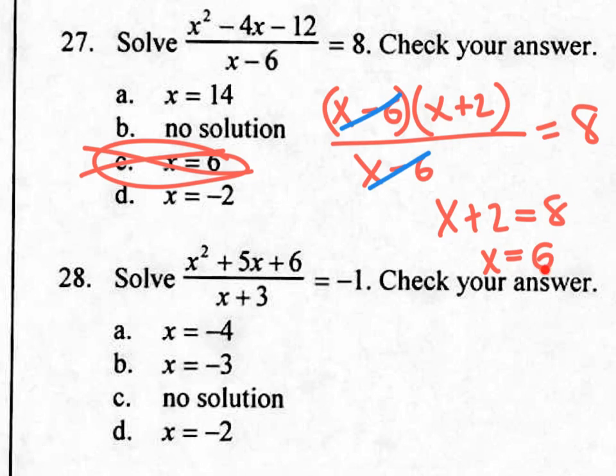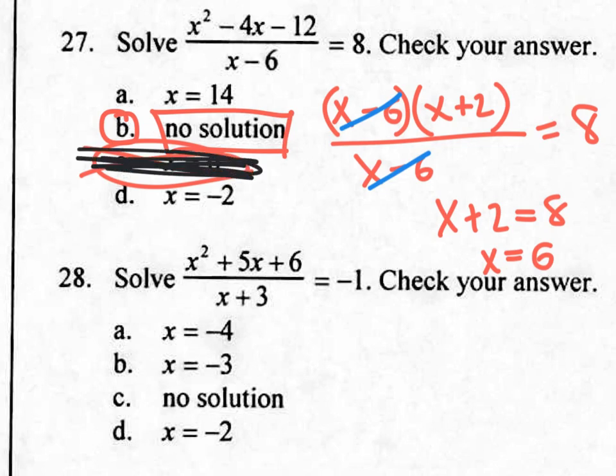But remember, you need to take a moment and check. If you plug in 6 into your x's, it doesn't matter what you get on top because on the bottom, you're going to have 6 take away 6, which makes it undefined, which means that 6 is an extraneous solution. So what's our real answer here? B, no solution. That's the real answer. So it's definitely not C. Scratch that out. The correct answer is B, no solution.